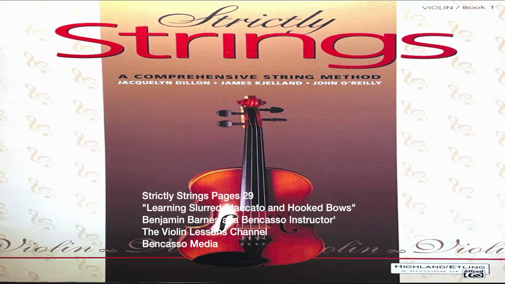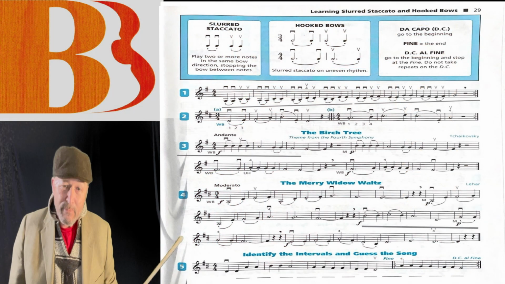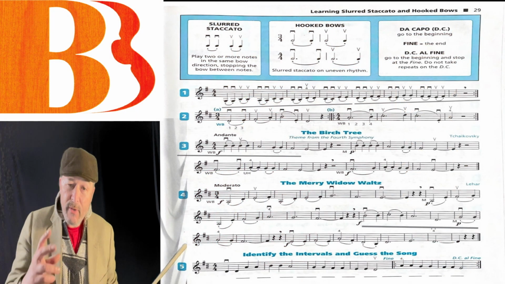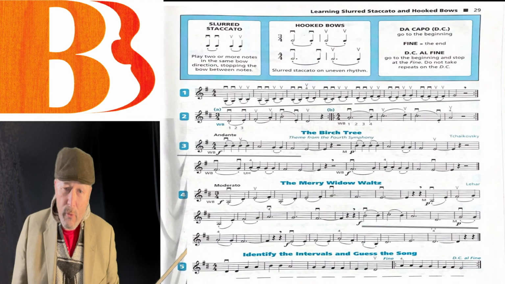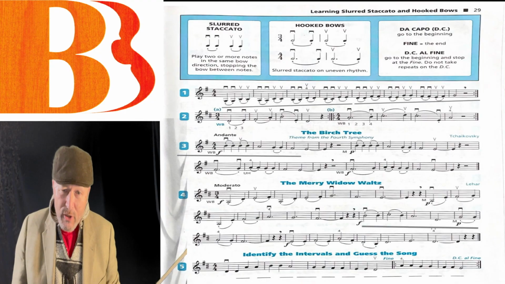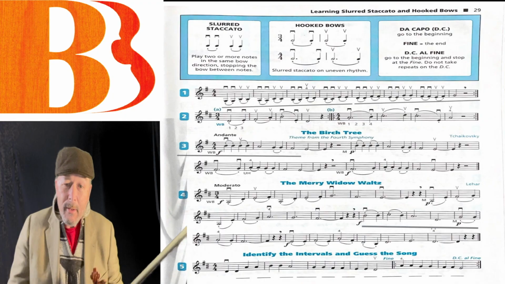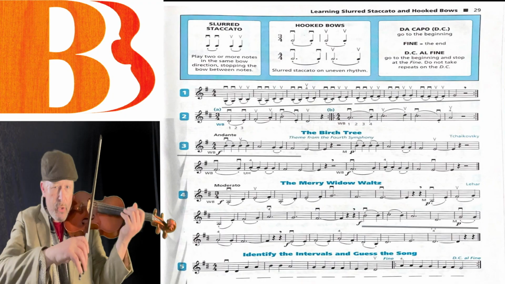This is page 29 of Strictly Strings, learning slurred, staccato, and hooked bows. So when you have two notes of the same length of time, play two or more notes in the same bow direction, stopping the bow between the notes. So, slurred staccato.